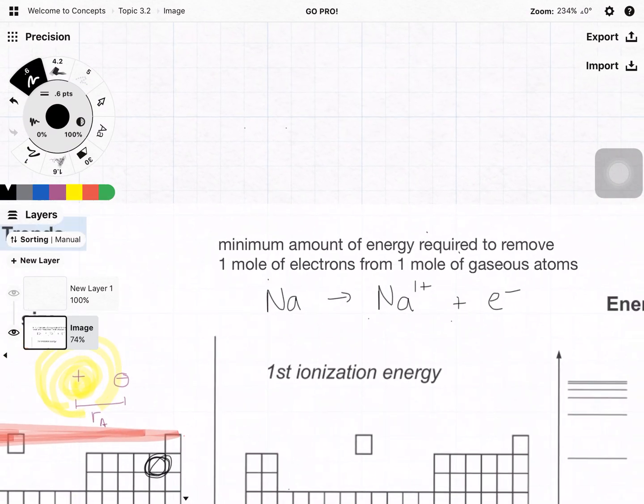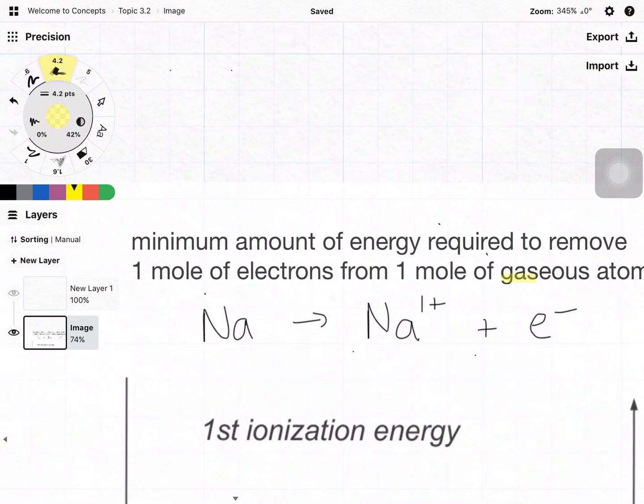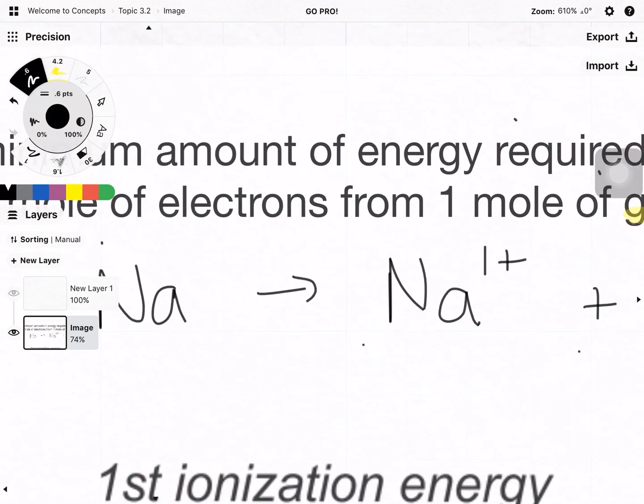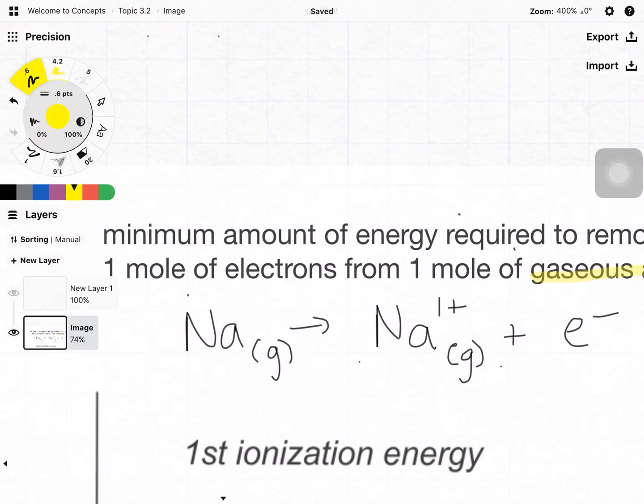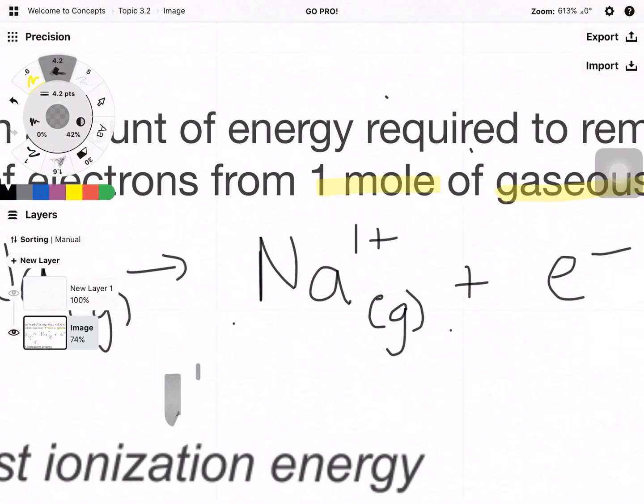Okay, now some things that people tend to forget. You need to remember that the atoms need to be gaseous. So you need to remember to put the states, gas and gas, and you need to remember that this is for every 1 mole. So this is for 1 mole of sodium, and therefore our units of ionization energy are usually in kilojoules per mole.